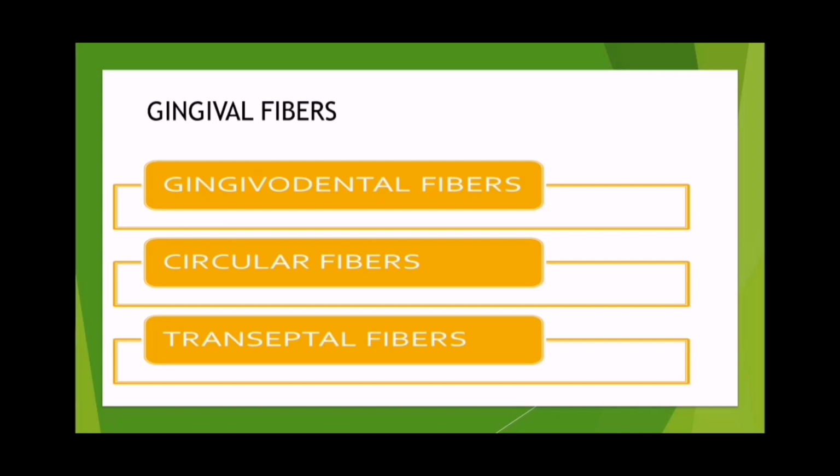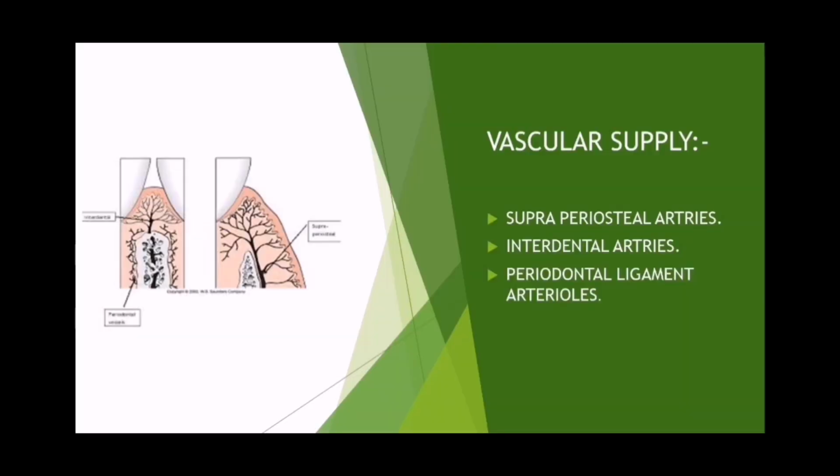Gingival fibers: gingivodental fibers, circular fibers, and transseptal fibers. Vascular supply: supraperiosteal arteries, interdental arteries, and periodontal ligament arterioles.